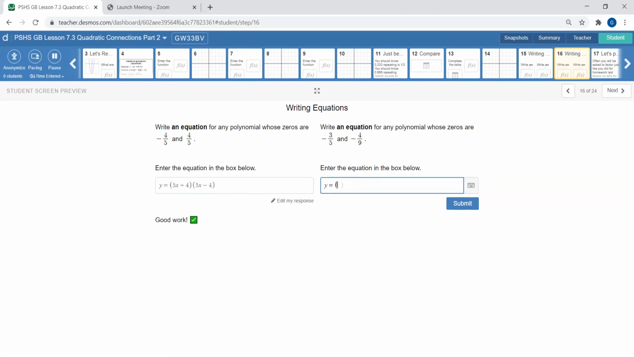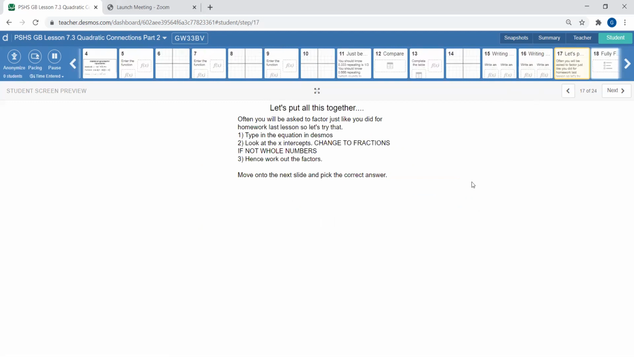Instead of negative 3/5, I want to put positive 3/5, but bring that 5 up to the top. So instead of dividing, we would multiply by 5. And for 4/9, we would do x plus 4/9, bring the 9 to the front, so 9x plus 4. There we go. And if you wanted to check this, you could type this into Desmos, remember, and then just click on the decimals, the zeros, and just make sure that they are actually true for that.